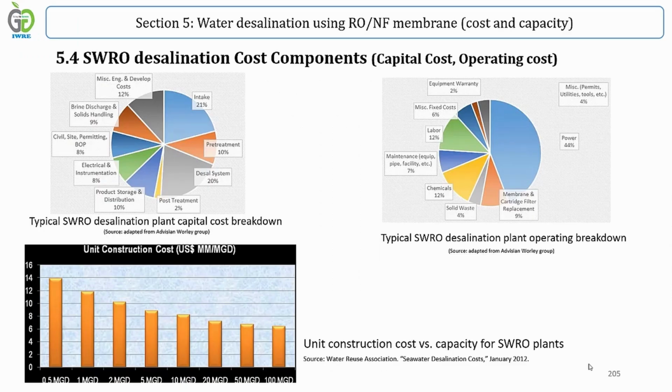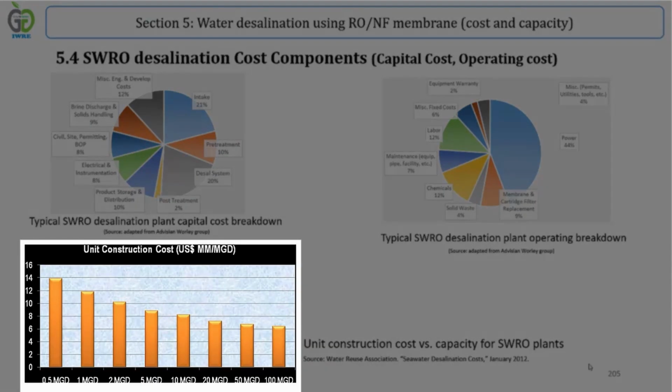Capital cost to a significant extent depends on scale, with larger desalination plants costing less per $1 million of installed capacity. Based on this figure, a medium-sized 10 million gallons per day seawater reverse osmosis plant would cost about $80 million to build.